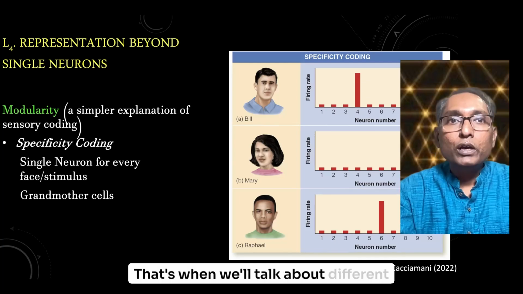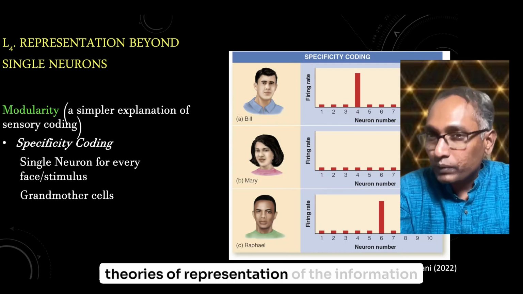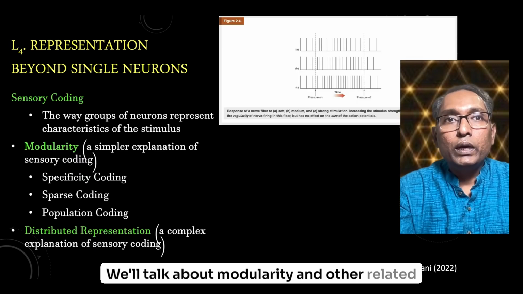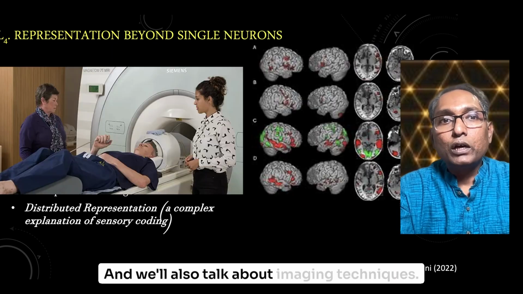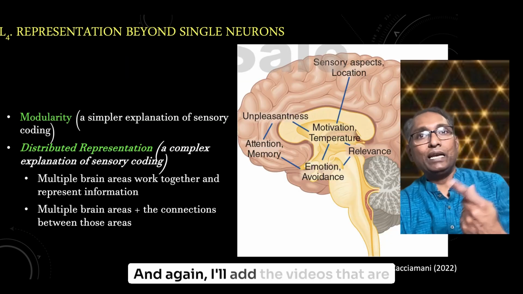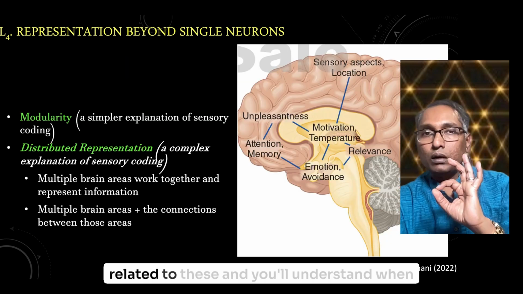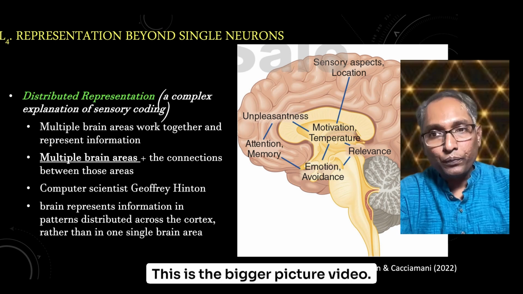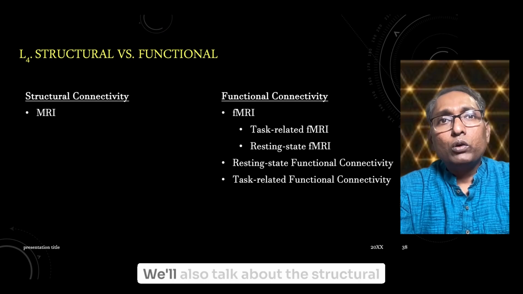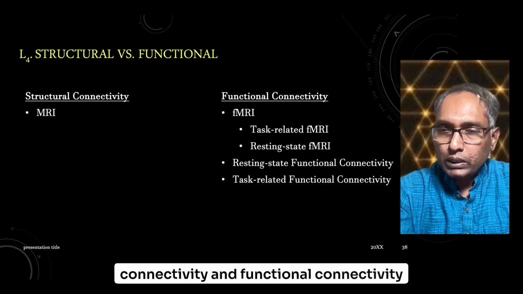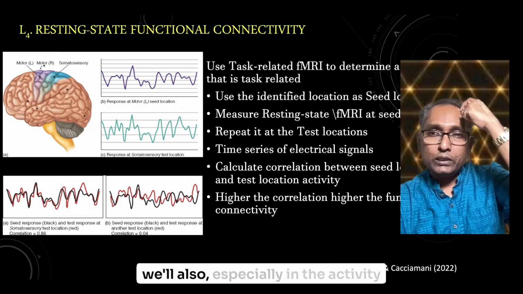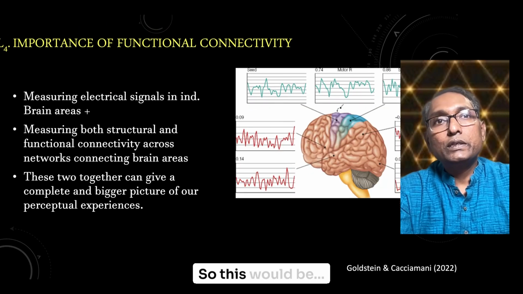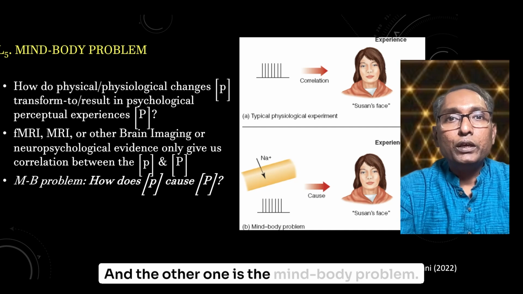That's when we'll talk about different theories of representation of information in our brain, including modularity and other related constructs. We'll also talk about imaging techniques, and again, I'll add the videos related to these, and you'll understand when you watch those videos. This is the bigger picture video. We'll also talk about structural connectivity and functional connectivity between different brain parts, and especially in the activity section, we'll go over the fMRI kinds. And the other one is the mind body problem.